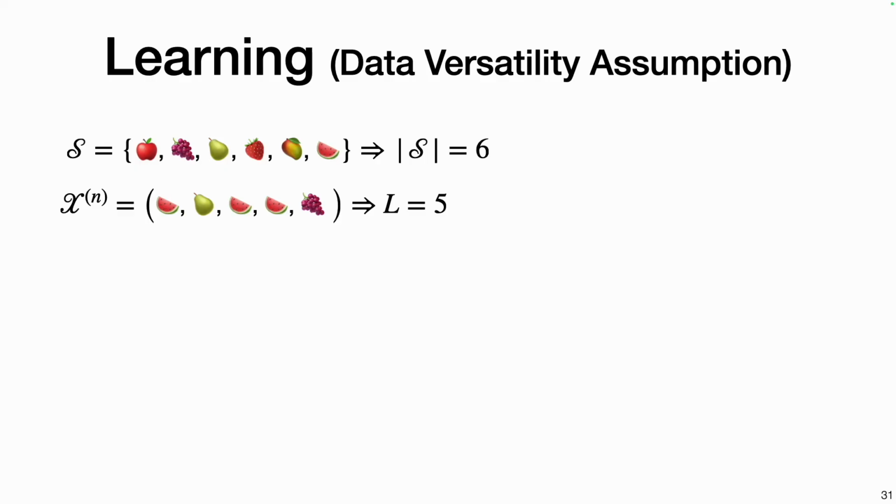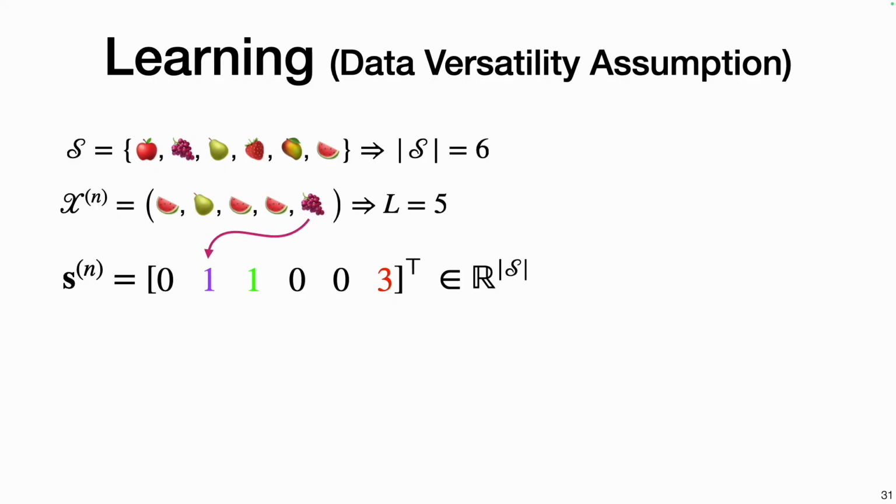Before showing the learning theories, let me lay down our mild assumptions for the theories. We will first look at the data versatility assumption over a simplified example scenario where the domain has 6 elements and the sequences are of length 5. We define a count vector S of n. Each entry of the vector is a count of the corresponding element from the dictionary in the sample X of n. For example, we do not have any apple in our X of n example here, so the first entry of S of n is 0.